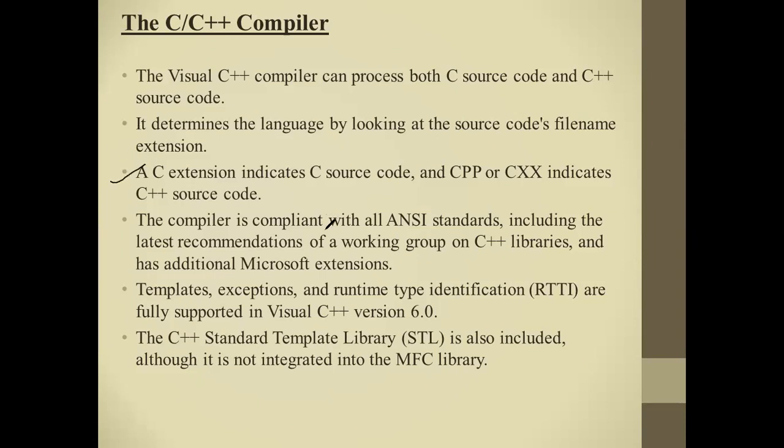Then the compiler comes with all the standards, including the latest recommendations of the working group for the C++ library and additional Microsoft extensions. So whatever compiler we have, it has the latest features of all the library files that we have in C++ and the additional Microsoft extension files. Some features like templates, exception handling, and runtime type identification, that is RTTI, are fully supported by Visual C++ version 6.0.